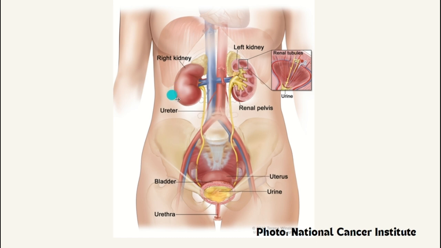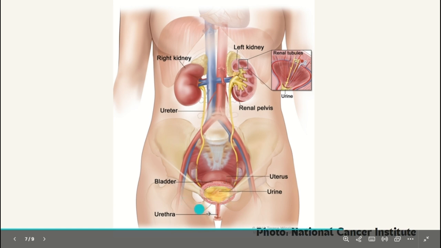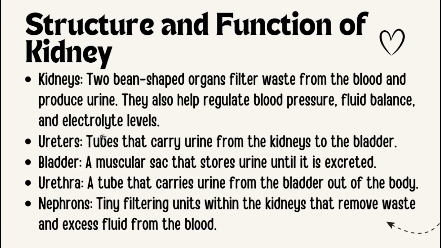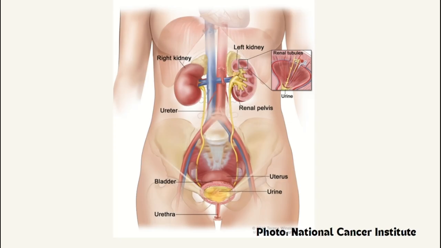So you've got the kidney, right? And inside we have the nephrons, the tiny urine-filtering units, and then the ureter would bring the urine from the kidney. So after the nephrons filter, the urine goes from the kidney to the bladder, right? And then the bladder would store the urine. When you decide that you want to urinate, it's going to pass out through the urethra, right? So that's basically the structure and the function of the kidney. It's actually very simple. Just look at the diagram and basically follow it.